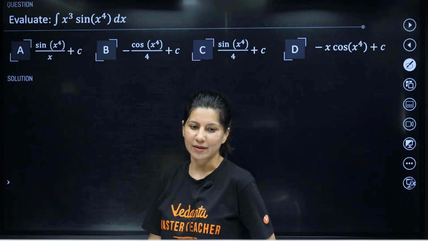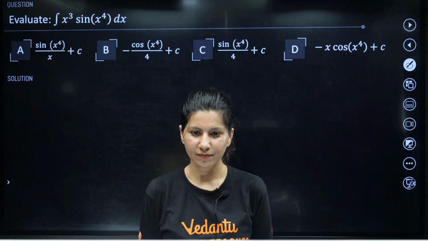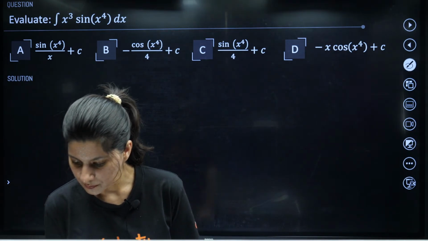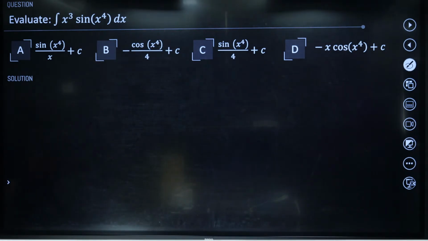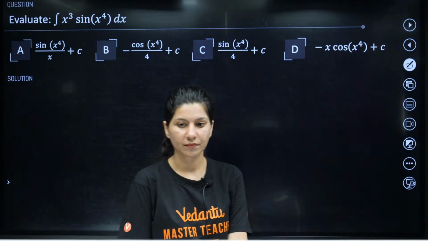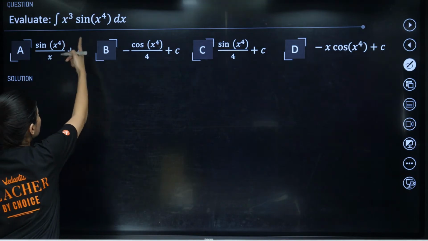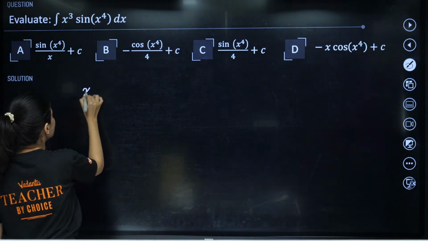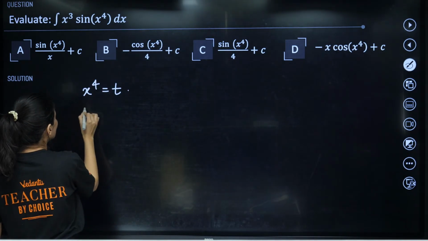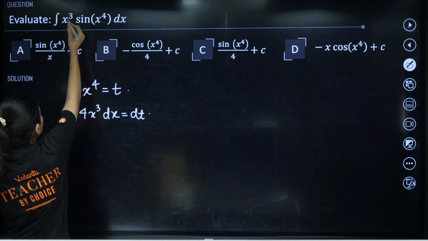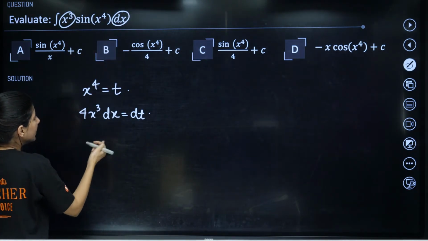Now just tell me, what will you put as t? So the integrand is x cube sine x raised to power 4. This time I'm going to put x raised to power 4 equals t, so that 4x cube dx equals dt. So x cube dx will be dt by 4.